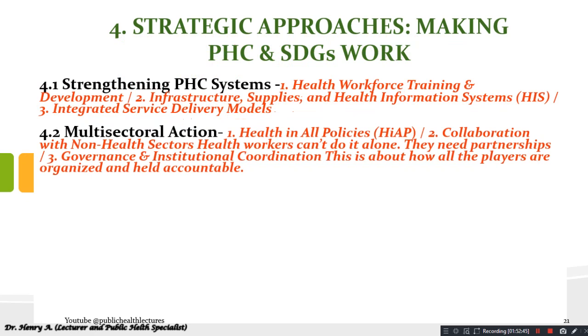So let me walk you through 3 big strategies. Number 1, health in all policies. That is the HIAP, health in all policies. This means that whenever government makes a policy, whether in transport or agriculture, housing or urban planning, they should always ask, how will this affect people's health? Some countries set up intersectoral committees or special units to make sure of this, to find out how it affects people's health and ensure that it is serving its purpose.